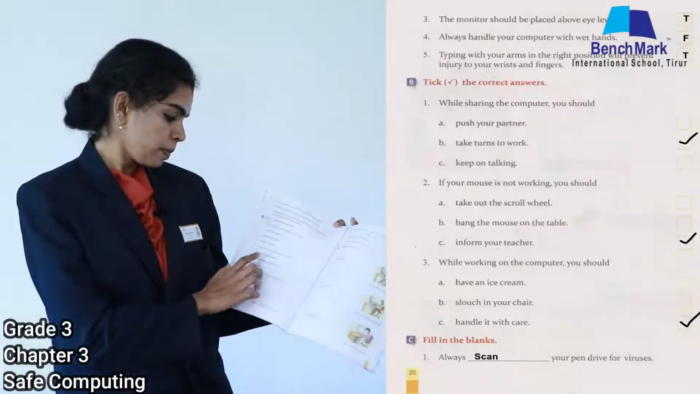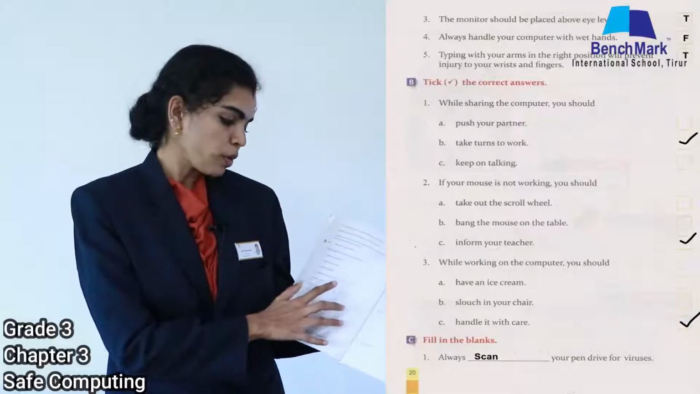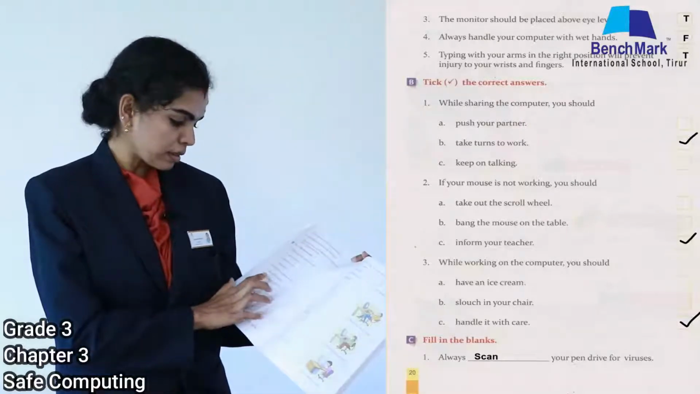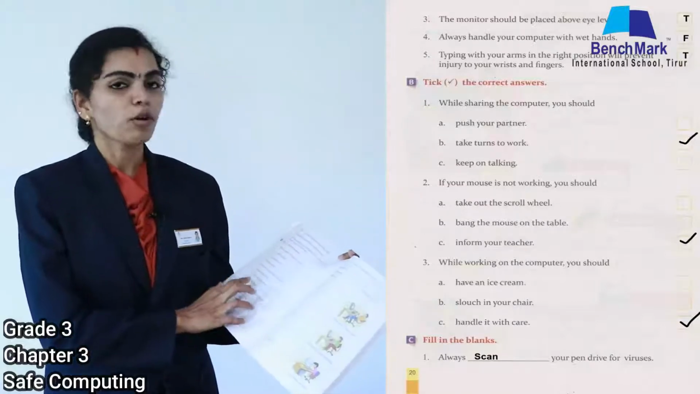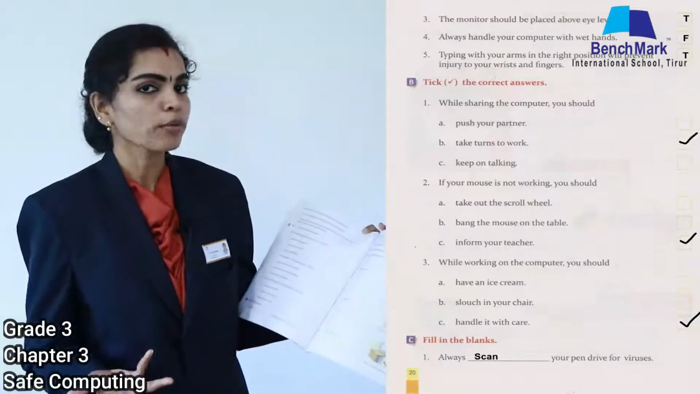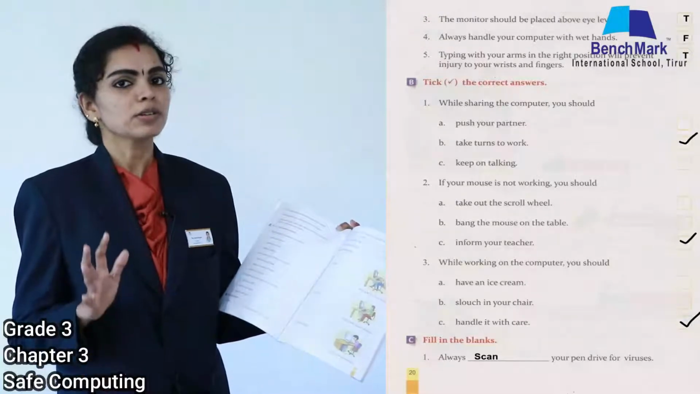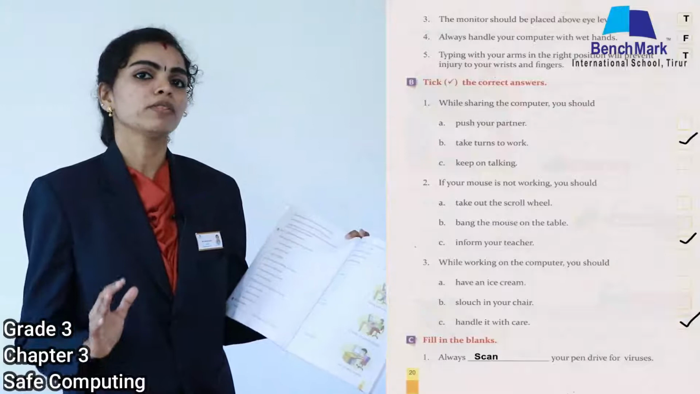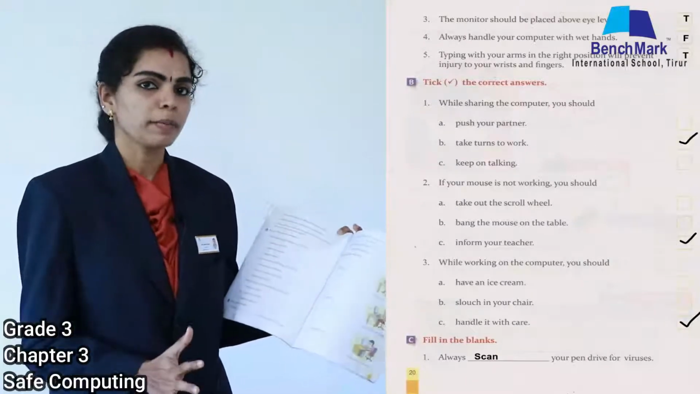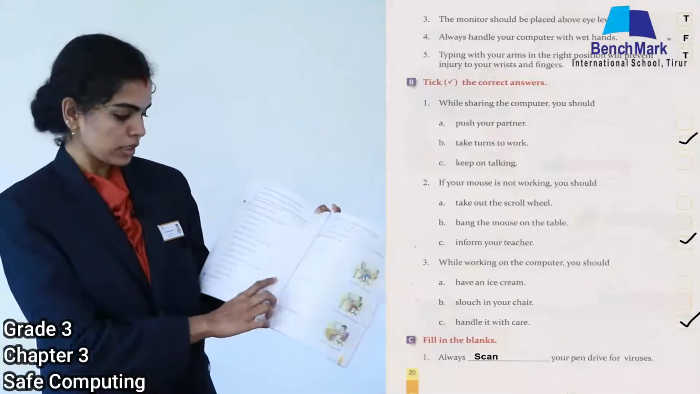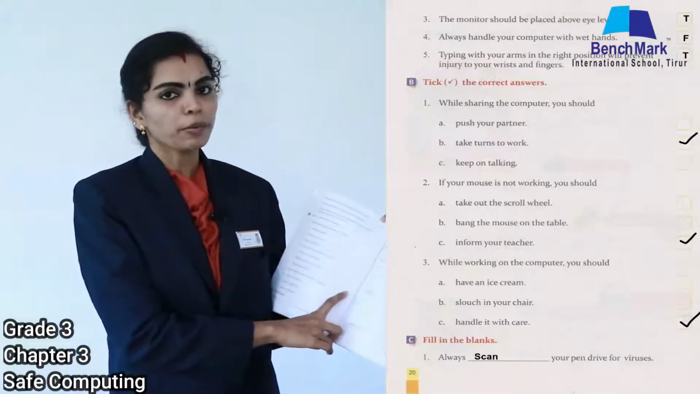option B. If your mouse is not working, you should take out the scroll wheel, bang the mouse on the table, inform your teacher. So if your mouse is not working, what you need to do, you should inform your teacher. So if any peripherals or any part of the computer is not working in the computer lab, you need to inform your teacher. So you need to tick inform your teacher.